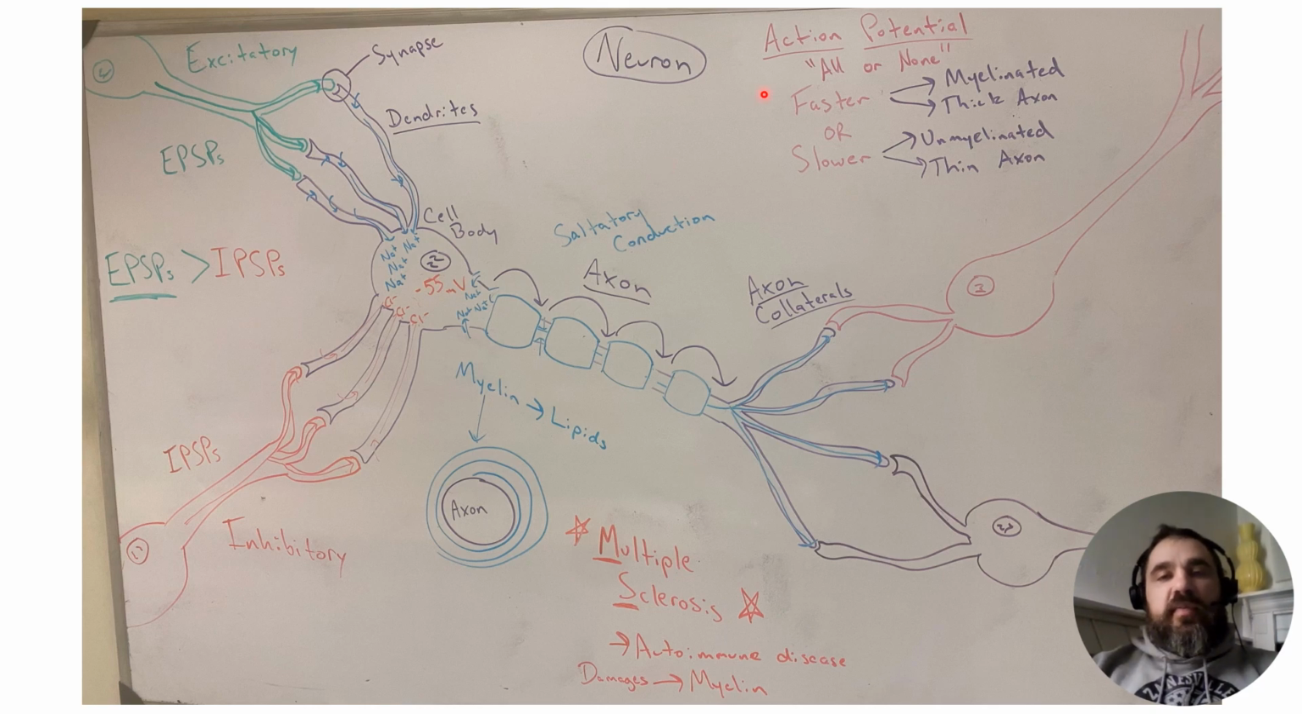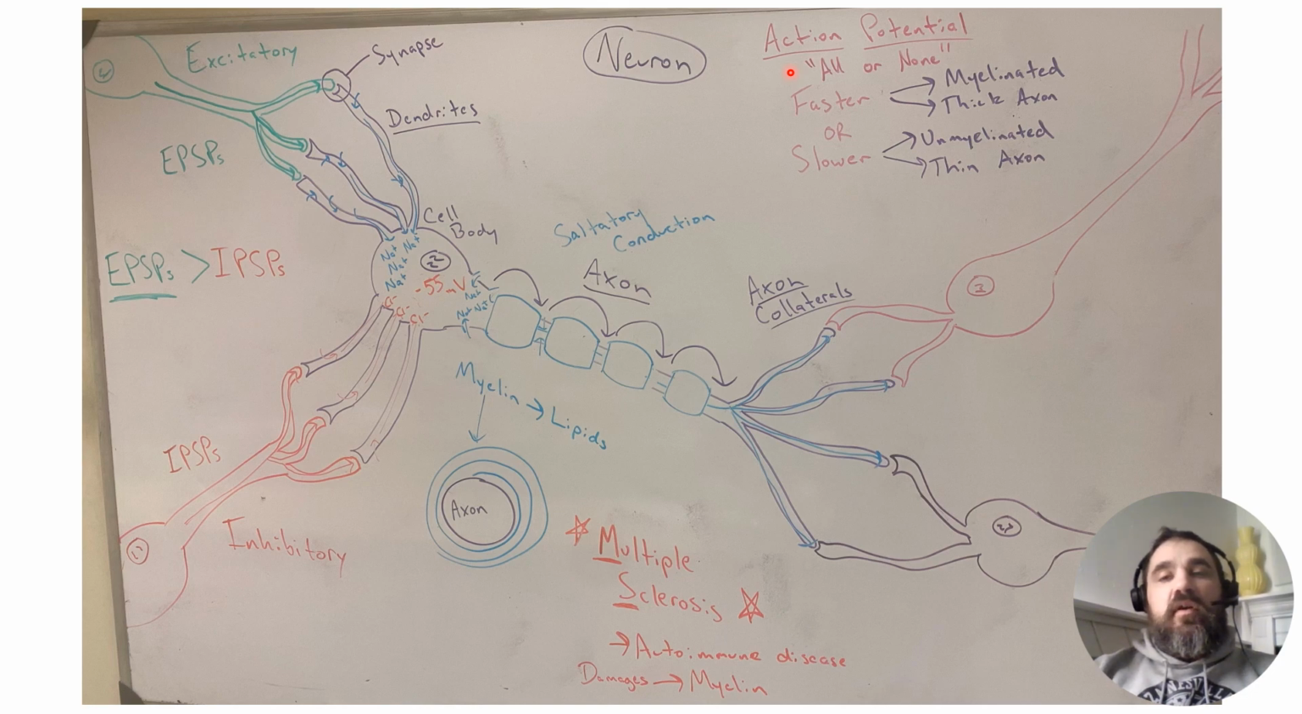So action potentials are all or none. You either hit threshold and send one or you don't. They're not weak or strong, but they can be faster or slower. So what two things can make an action potential faster? One's myelin. If we have a myelinated neuron, the myelin's only going to be on the axon, not the dendrites, not the cell body. And a thicker axon. The thicker, bigger the axon is, the faster it can be.